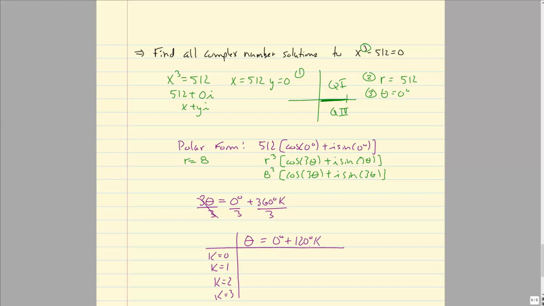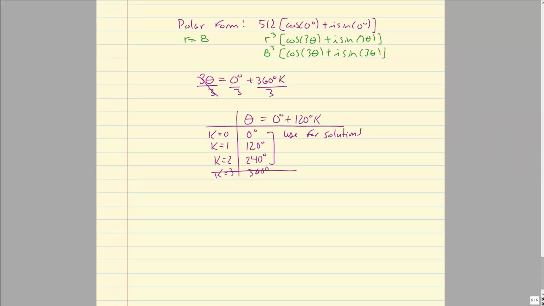So k equals 0 would be 0 degrees here. Next we would go ahead and go with our next one. If I plug in k equals 1, I'd have 120 degrees. 240 would be my next one. And then I'd hit here at 360, but 360 starts me all over again at 0, so these I will use for my solutions. So I'm going to write my 3 solutions, and again the 3 comes from the fact that this is a third power, in polar form.